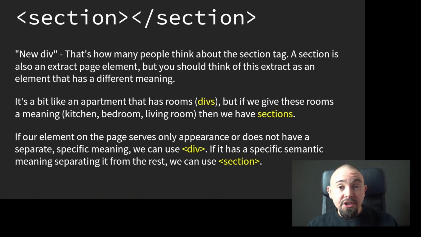I said that in HTML5 we have new semantic tags, and one of them is the section tag, which is a div tag of a new type with the semantic meaning. The section tag is also the extraction of a group of the elements on the website. However, unlike the div tag, it has its own semantically separate meaning. It does not differ only in the appearance. It's a bit like an apartment that has rooms which are the divs, but if we give these rooms a meaning, like a kitchen, a bedroom, or a living room, then we have the sections.